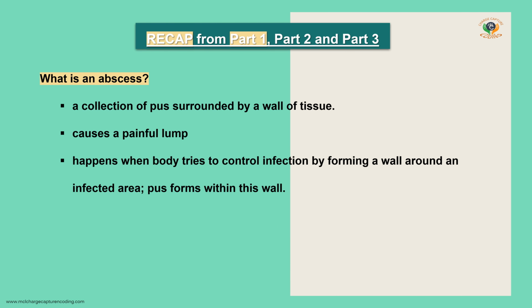Let us first do a quick recap from our previously concluded parts 1, 2, and 3 video lecture presentations. First, what is an abscess? An abscess is a collection of pus surrounded by a wall of tissue. It causes a painful lump and can make you feel unwell. An abscess happens when your body tries to control infection by forming a wall around an infected area. Pus forms within this wall. As the amount of pus increases, the lump grows and causes pain. You can get an abscess anywhere on your body.